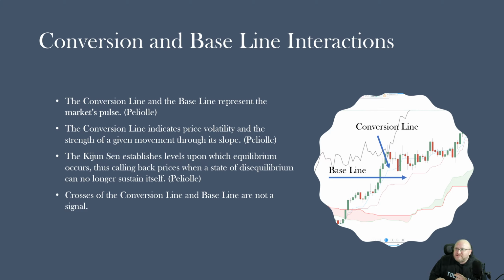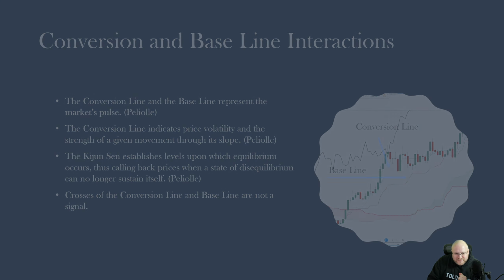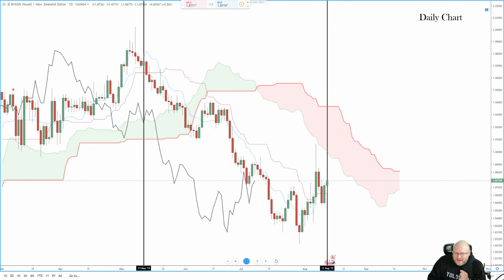But one thing that is a huge mistake that you'll see people do in general with technical analysis is moving average crossovers, and crosses of the conversion line and baseline, or the Tenkan Sen and the Kijun Sen. They're not a signal, and for the love of God, I'll make this point by just going through the slides.